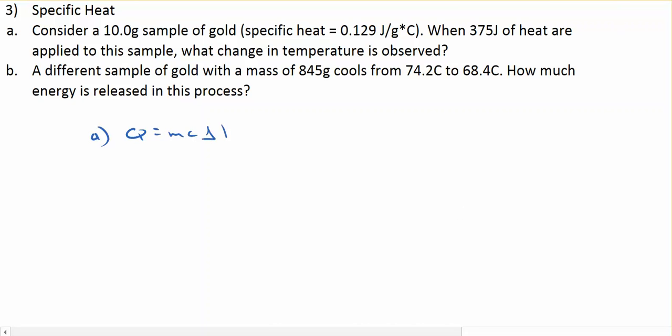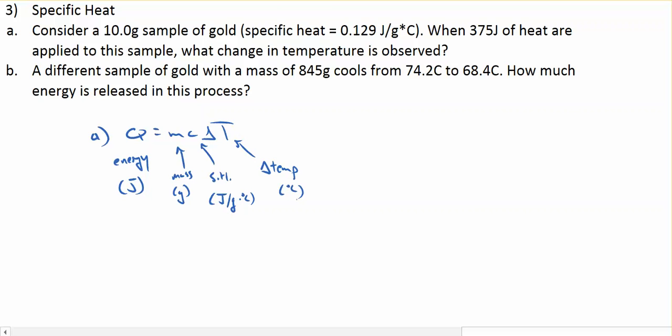Q equals mc delta T. Q is a measurement of energy, oftentimes in joules. M is mass, oftentimes in grams. C, specific heat, measured in joules per gram per degree Celsius. And delta T, a change in temperature, oftentimes measured in degrees Celsius.